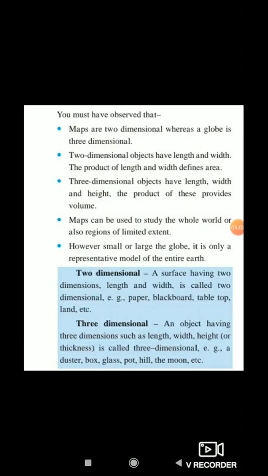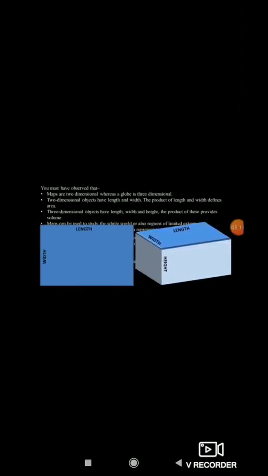Two-dimensional: a surface having two dimensions, that is length and width, is called two-dimensional. You can see the first picture. The surface has only two dimensions, length and width. For example, paper. Paper is a flat device. Then blackboard, tabletop, land. These all are examples of two-dimensional.